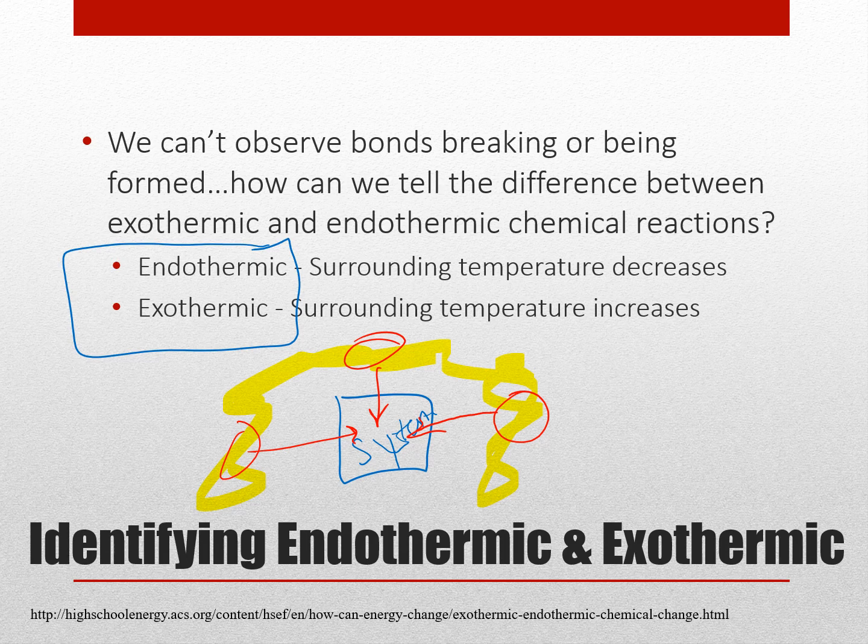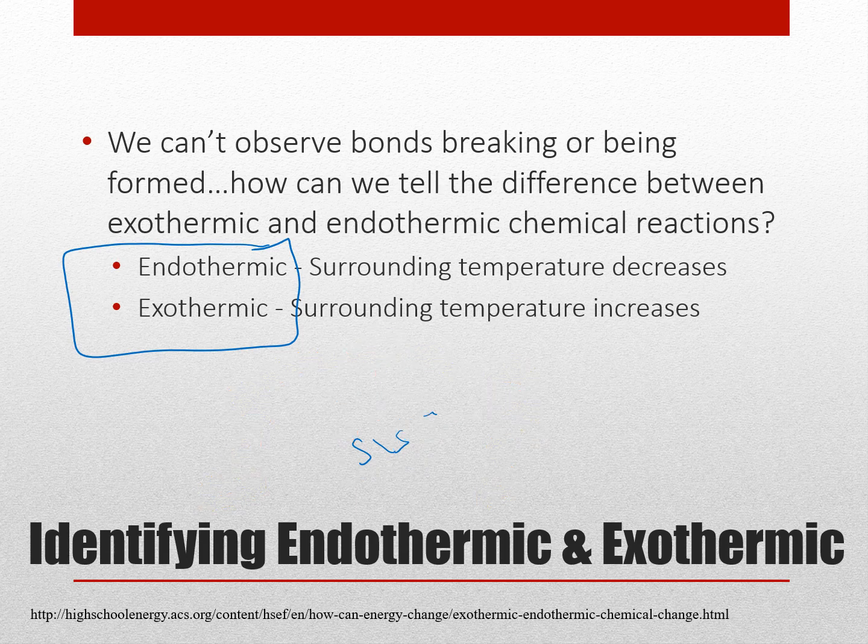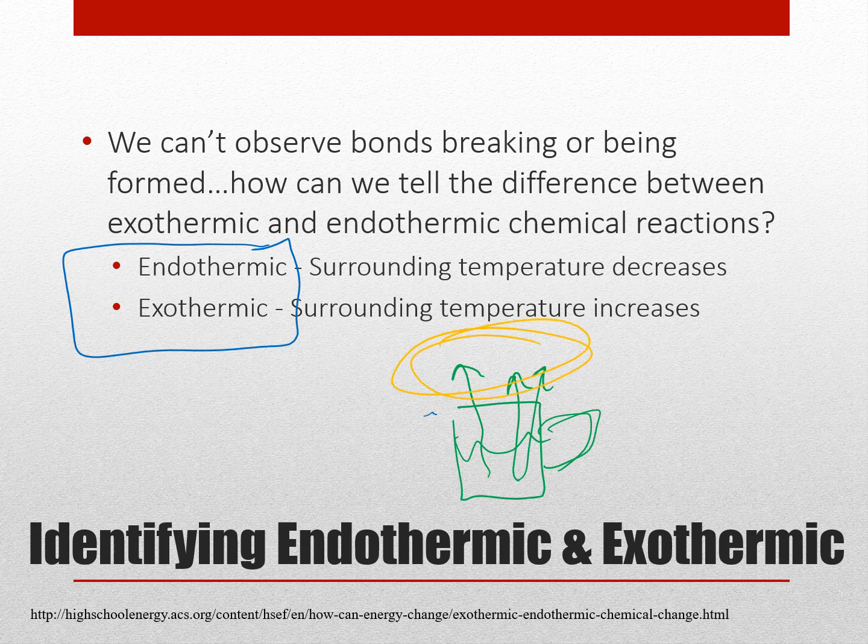Exothermic, the surroundings temperature would increase. So let's say I'm studying a hot chocolate mug, and my surroundings increased, which means the temperature is increasing for the surroundings. What is happening to my hot chocolate? It is going to be losing or releasing that energy. Therefore, this hot chocolate would be an exothermic process.